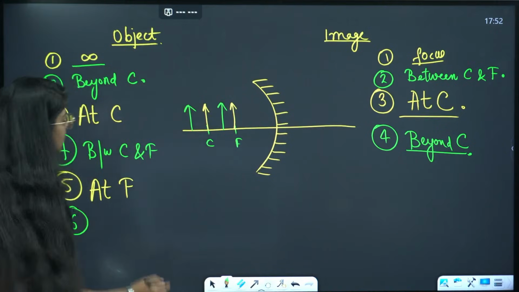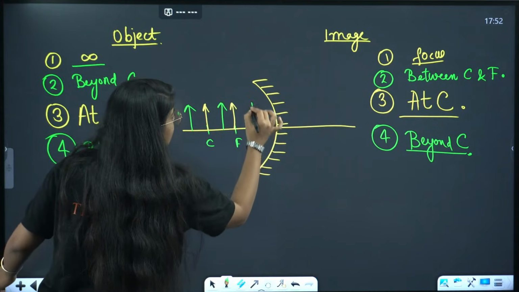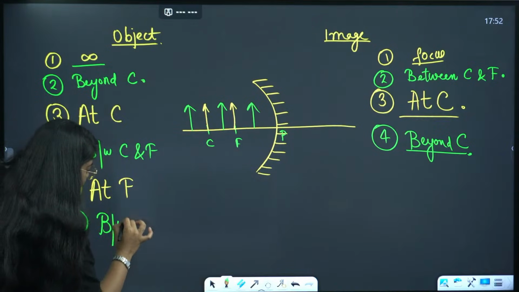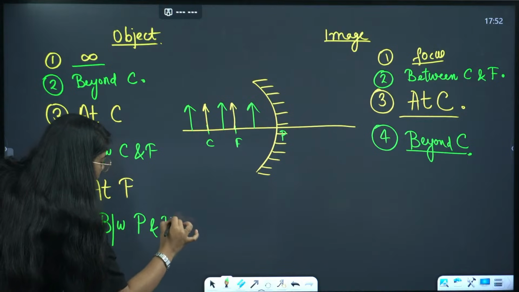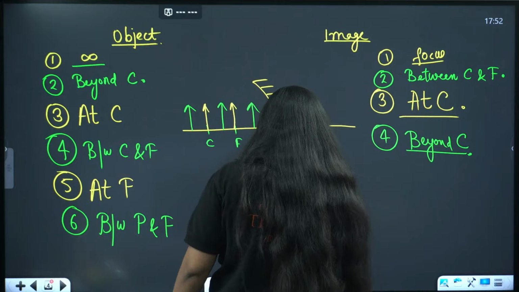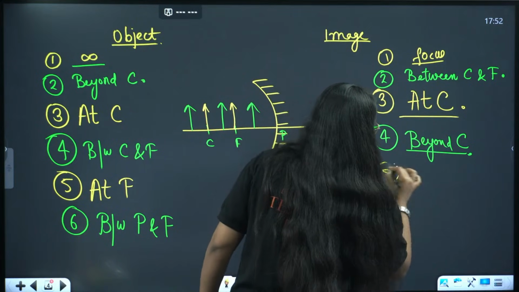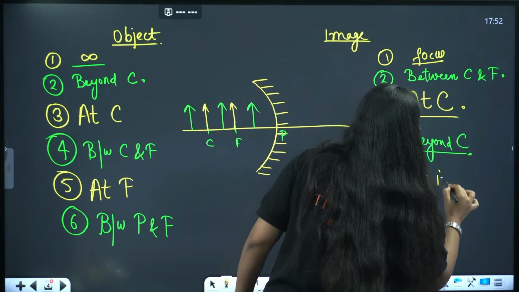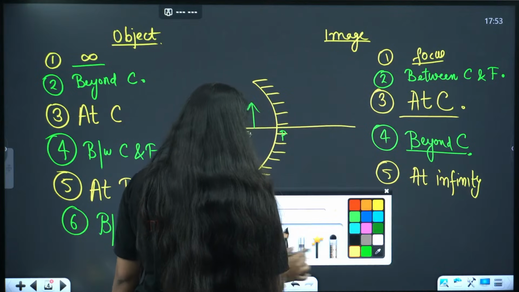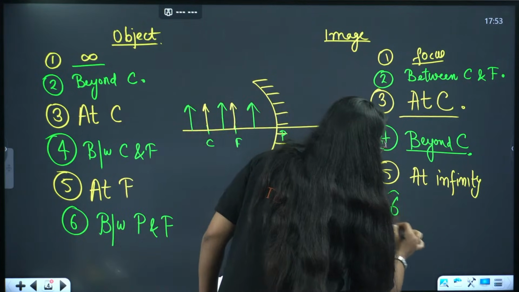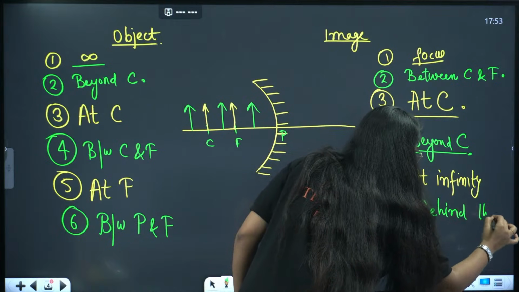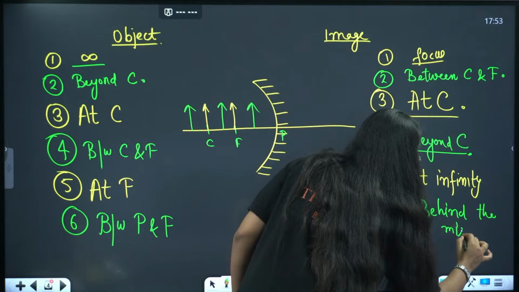So in the 6th case, the object is between pole and focus. The object is between pole and focus. Done. And the image is being made. In the 5th case, the image is at infinity. Done. It was clear. Okay, the 6th case: the image is behind the mirror. The image is behind the mirror.